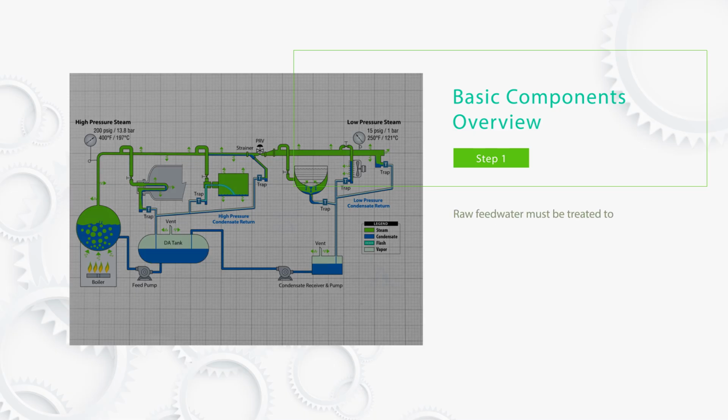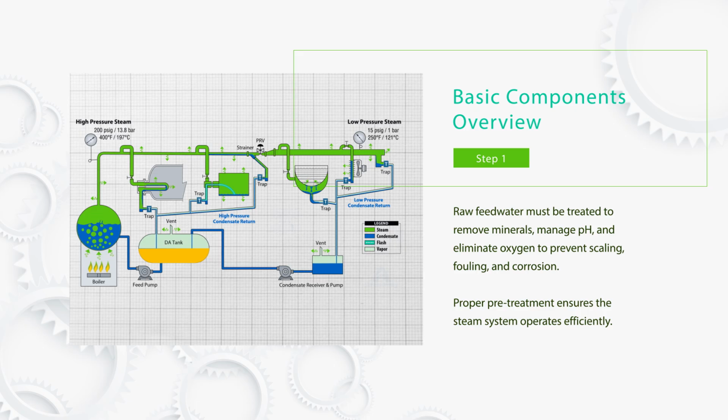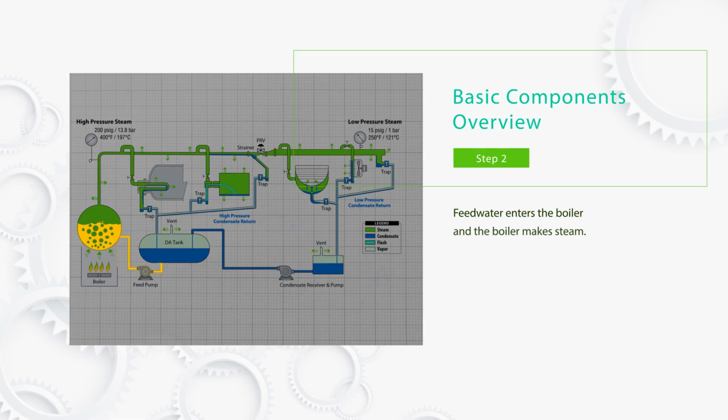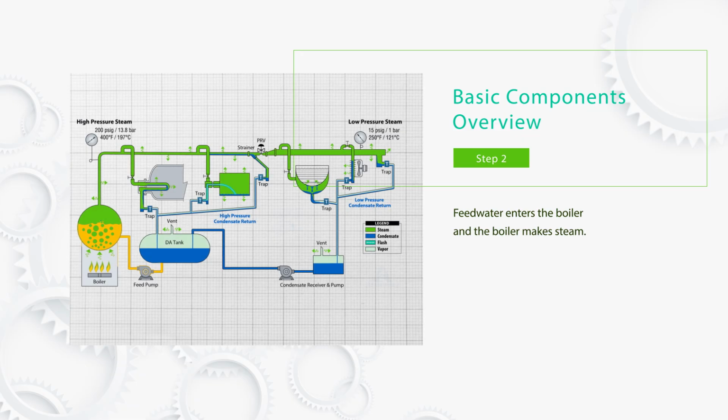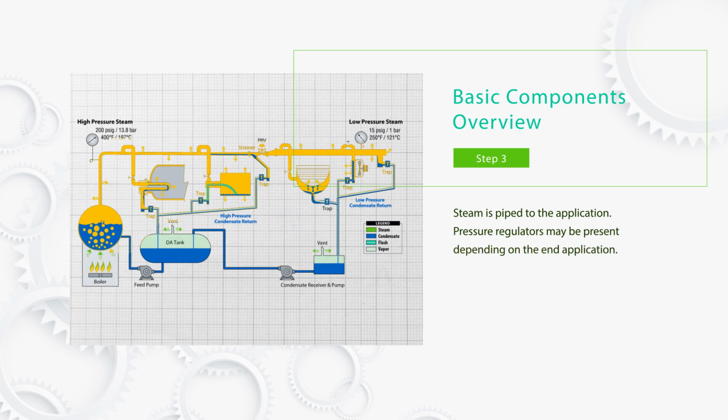1. Raw feed water must be treated to remove minerals, manage pH, and eliminate oxygen to prevent scaling, fouling, and corrosion. Proper pretreatment ensures the steam system operates efficiently. 2. Feed water enters the boiler, and the boiler makes steam. 3. Steam is piped to the application. Pressure regulators may be present depending on the end application.